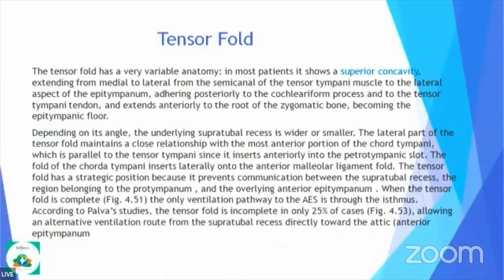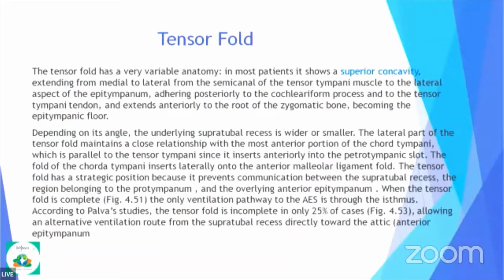Okay. I've told you about the tensor fold. The tensor fold has a very variable anatomy. In most patients, it has a superior concavity. So back again: epitympanic diaphragm, malleus, incus, stapes. The epitympanic diaphragm is a transverse structure. Over here, anterior to the malleus is a membranous fold, which is part of the epitympanic diaphragm, known as the tensor fold.